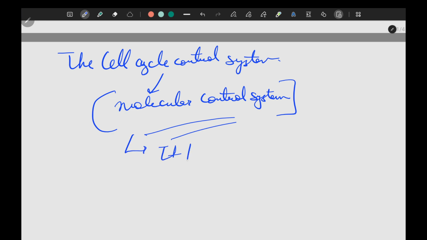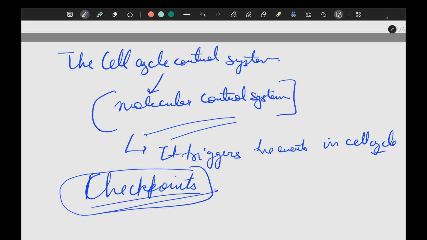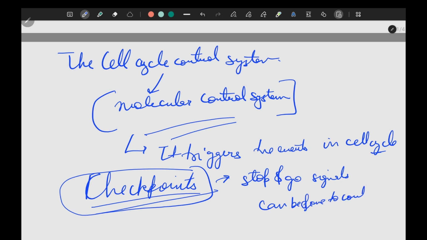It triggers the events in the cell cycle, and sometimes there is something called a checkpoint. I'll tell you about it earlier. It is a control point where stop and go signals can be given to continue the cycle.